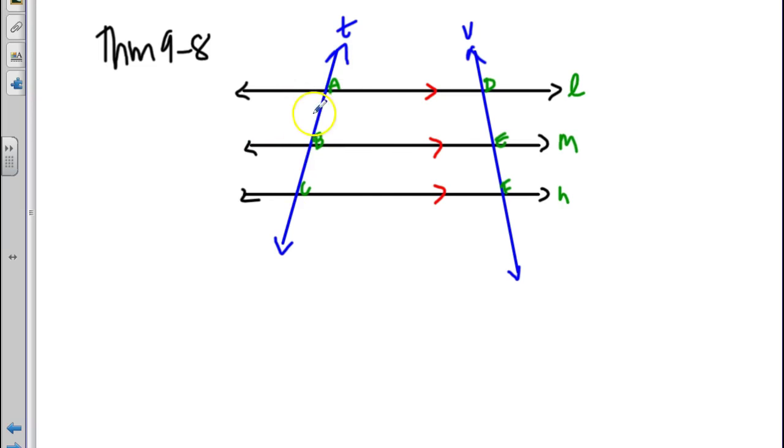So these lines are dividing the transversals proportionally, which means AB over BC is equal to DE over EF. It doesn't mean that these are equal in measure, it just means that they're proportional. So AB over BC is equal to DE over EF, meaning we'll get the same ratio as we figure out what goes in those spots.